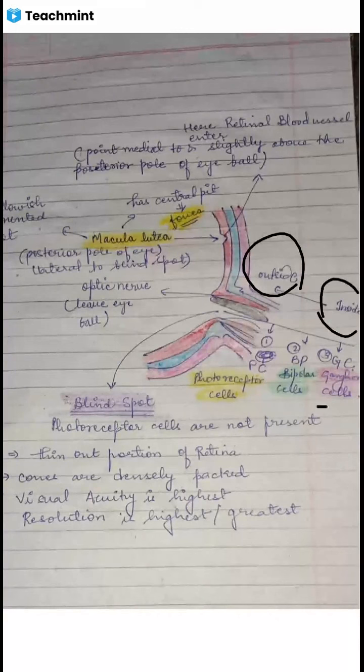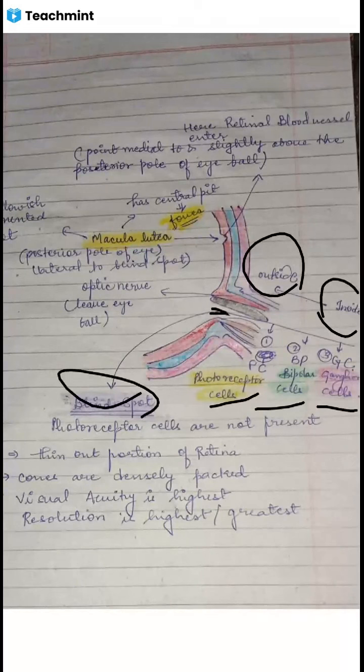Okay. So inside we have ganglions, then the bipolar cells and the photoreceptor cells. Blind spot is actually where the photoreceptor cells are not present. So the blind spot is present over here, where photoreceptor cells are not present, neither the cones, no cones. Then macular lutea.